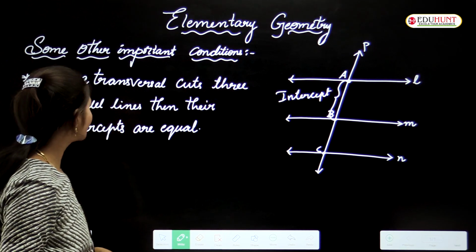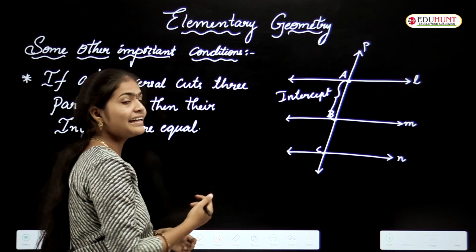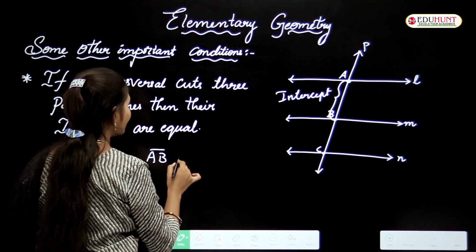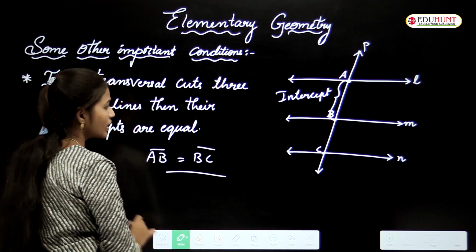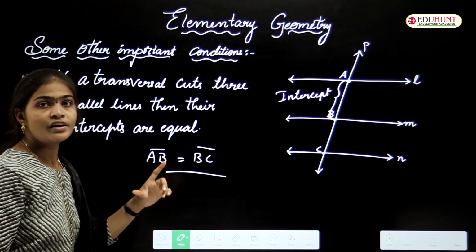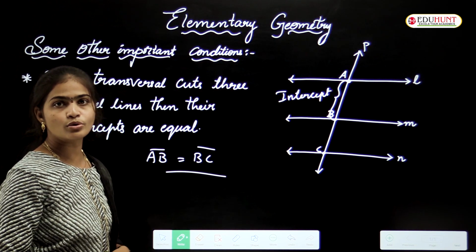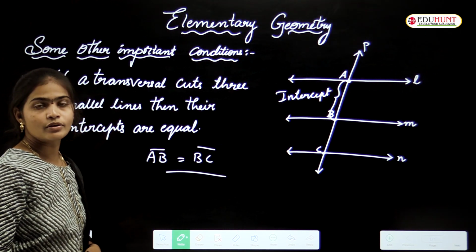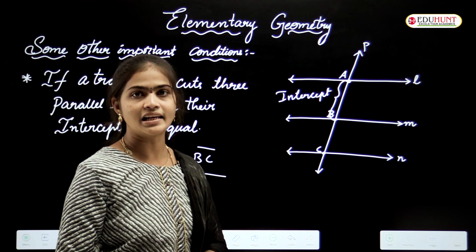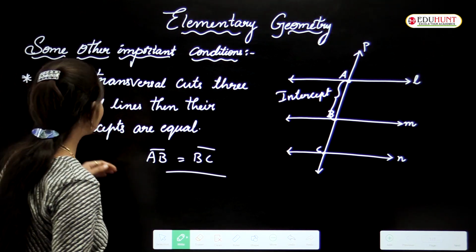Okay, so the condition they are saying here is: if a transversal cuts three parallel lines, then their intercepts are equal, which means intercept AB is equal to BC. They are saying that if the given lines are parallel, then the intercepts are equal. And the converse is also true. If the intercepts are equal, then we can say that the given lines are parallel. So here the converse is also possible. Okay, see the next point.